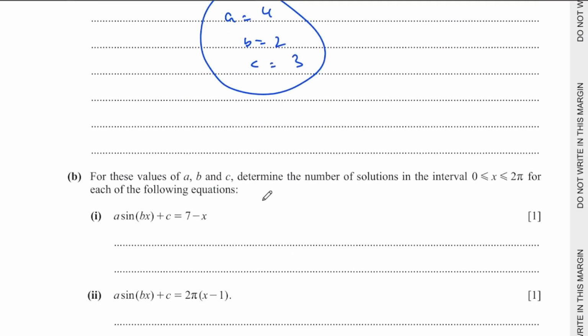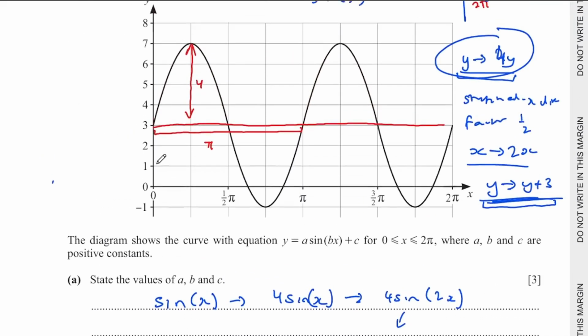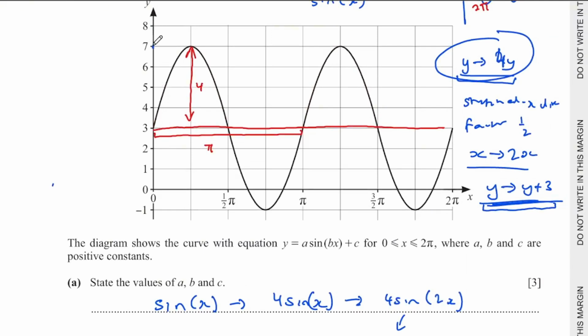Then for these values of a, b and c, determine the number of solutions in the interval 0 to 2 pi for each of the following equations. So this right here equals 7 minus x. If we just draw this line on our graph, we will see how many solutions we have. So 7 minus x: when x is 0, y is 7. When x is pi, y will be 7 minus pi, which is just 3.85.